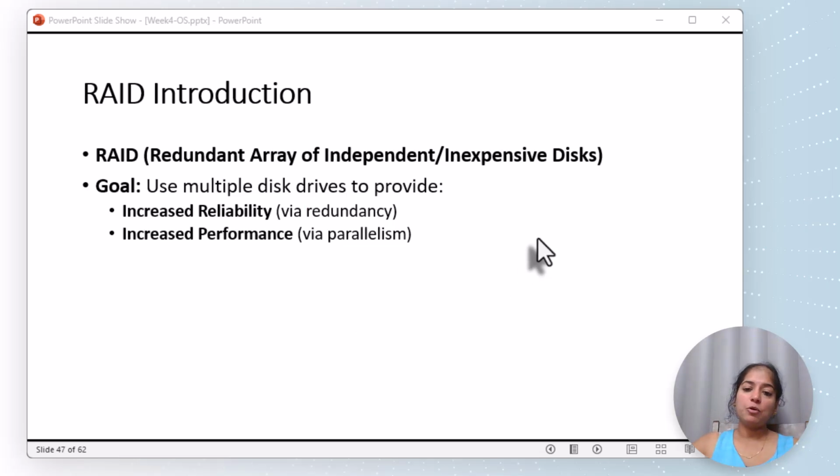Then let's have an introduction to RAID. RAID is redundant array of independent or inexpensive disks. RAID is a concept in which we use multiple disk drives to provide increased reliability via redundancy and increased performance via parallelism, because we have multiple disks, so performance may increase by the parallelism.